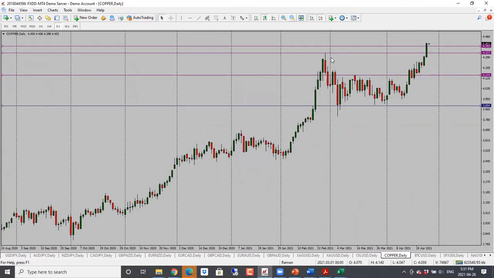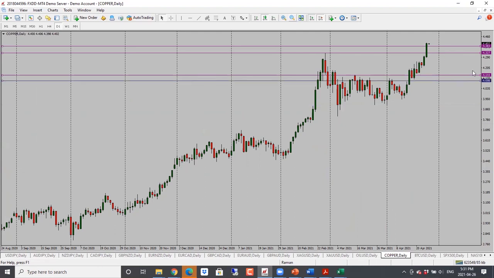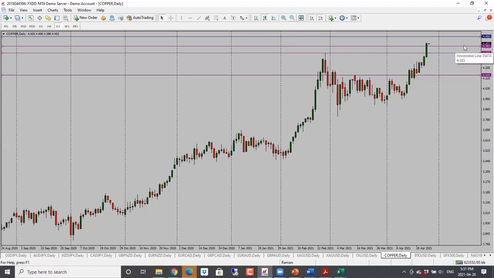Copper here looking quite strong. It finally broke through that resistance, looking super strong here. Bias is bullish, and target is 4.46. So bullish bias here for copper.